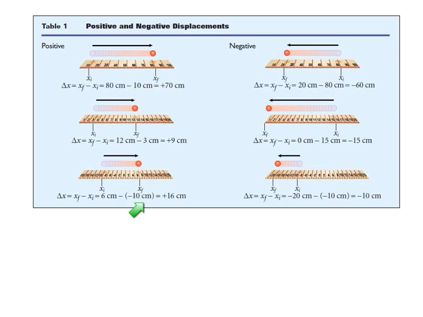So we start at the location of negative 10 on the number line, and we go all the way to positive 6 on the number line. It's still to the right. So we do 6, which is the final position, minus the negative 10, which is the initial. So if you were to find the change in position, it would be 16, because it's 6 minus the negative, which is really plus.